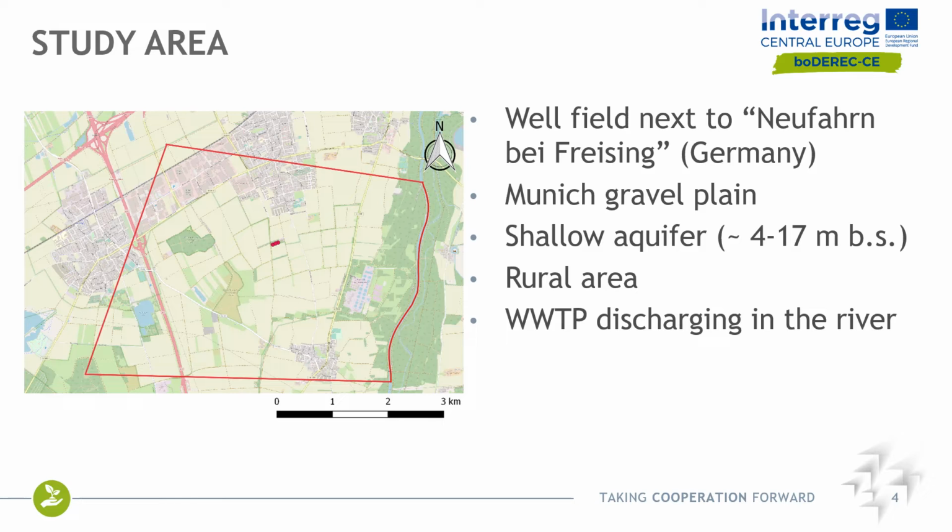Overall, it is a rural area which is mainly used for agricultural purposes, and next to the area the river Isar flows northwards. In the study area, a wastewater treatment plant treats a substantial part of Munich's wastewater and discharges water without an advanced water treatment into the Isar.